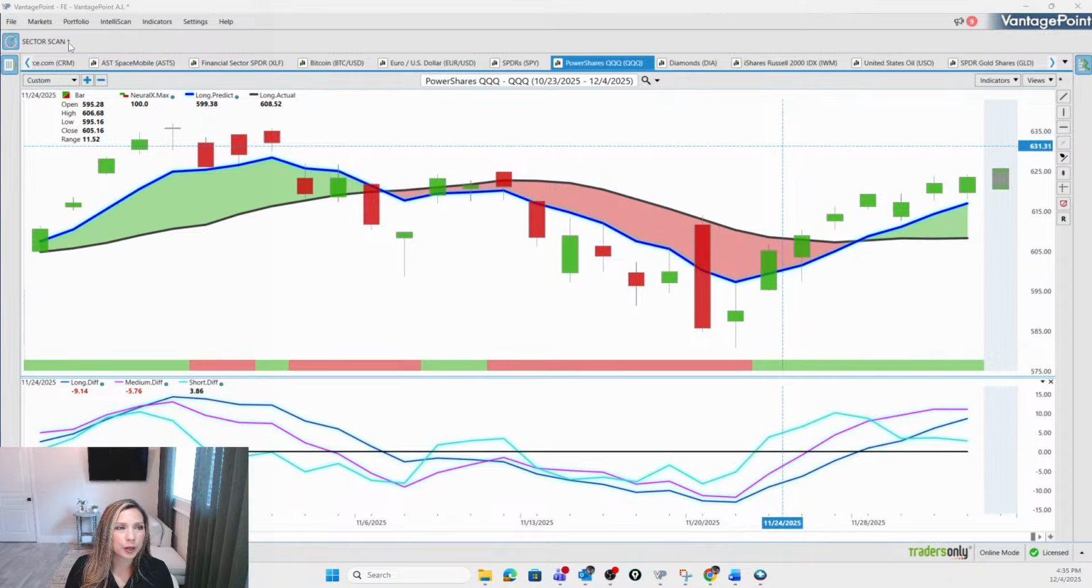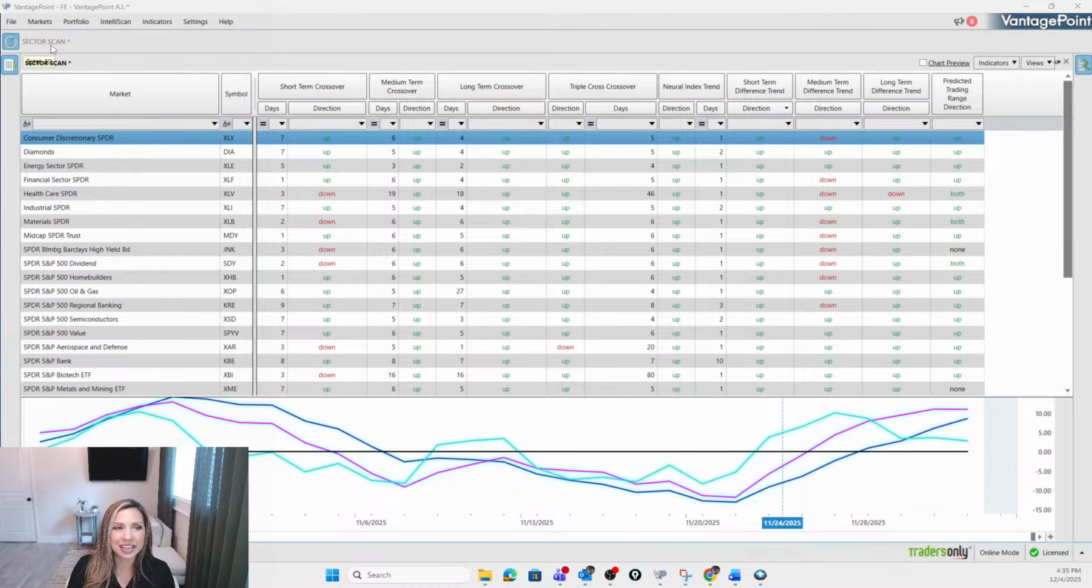So if you take a look at your sector scan, notice you've got the short-term crossover. You've got the medium-term crossover, the long-term crossover, even the triple cross. Isn't that what we just analyzed on the major markets? We took a look at the 1, 2, the 3, and then now you can even add the triple cross in here as well, which is a much more conservative view, looking at more integrity or strength of the trend.